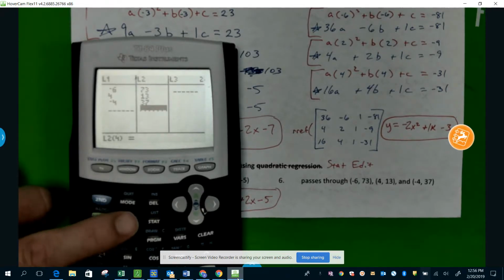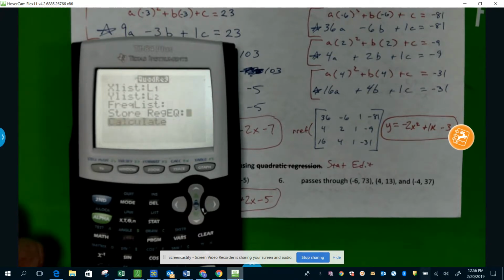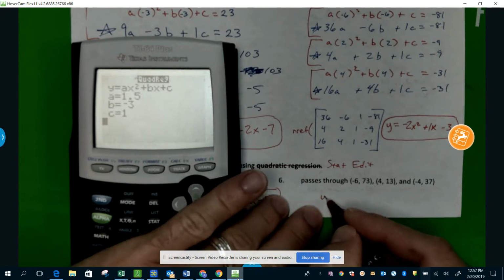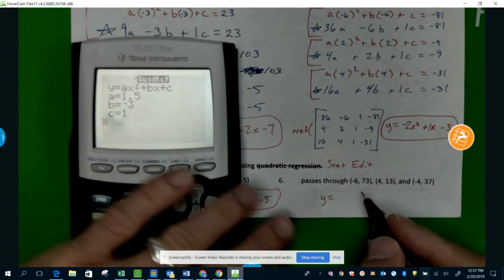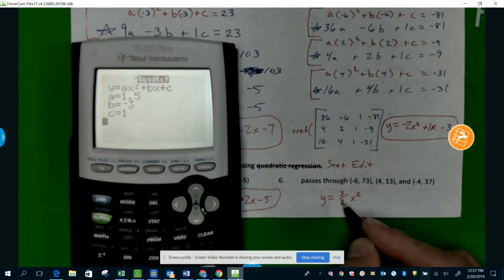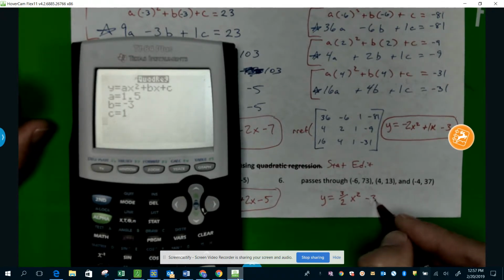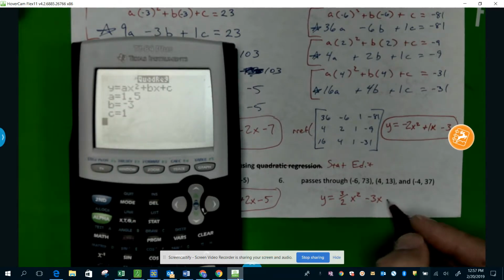Once you've got them plugged in, we're going to go to stat, over to calculate, and down to number 5, which is quadratic. Hit enter until you hit calculate. The equation is going to be y equals, instead of ax squared, 1.5, or if you want, 3 over 2 x squared. Either way is fine. Instead of bx in the middle, my b is negative 3, so minus 3x. And then instead of a c at the end, we're using a positive 1.